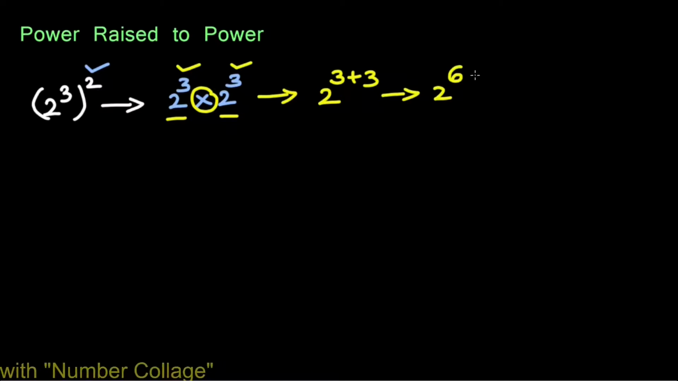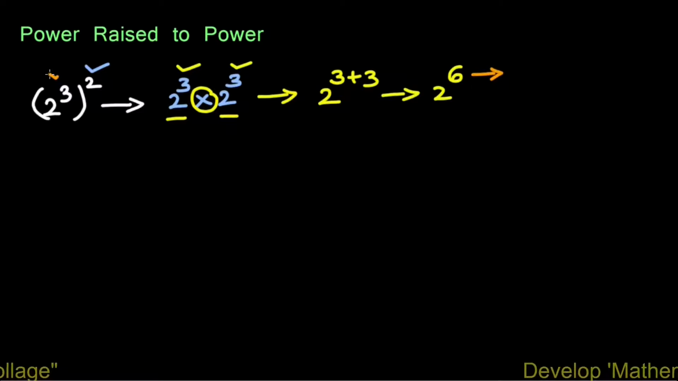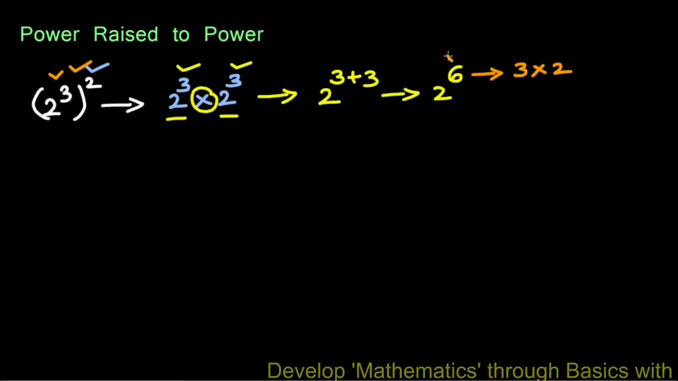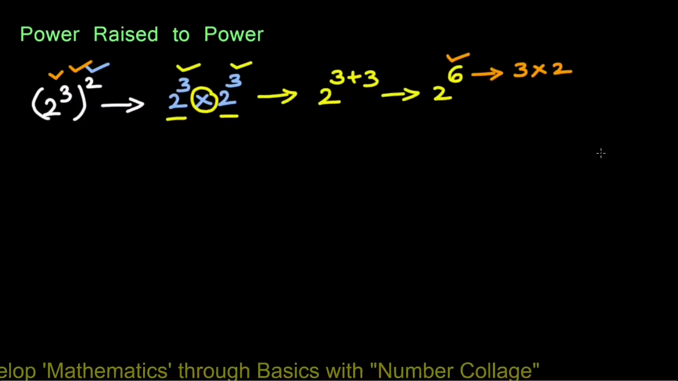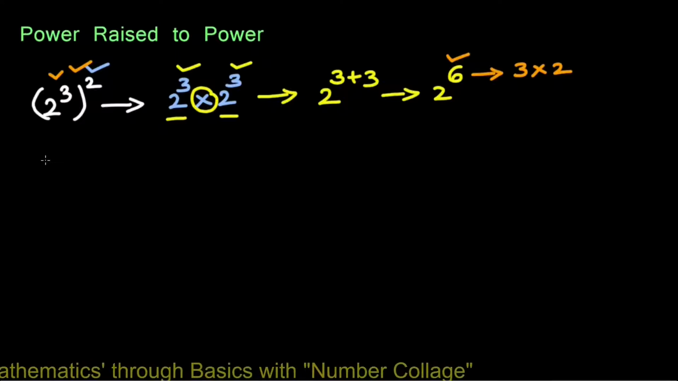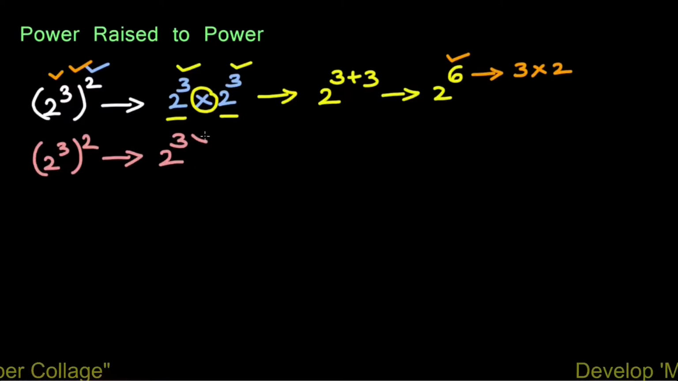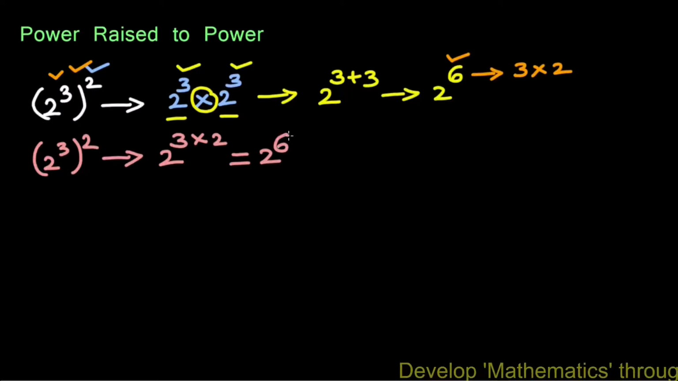But can you observe this 6 is obtained by multiplying this 3 by this 2. So it will be 3 multiplied by 2 equals this 6. So we can write this 2 cubed squared directly as 2 raised to 3 multiplied by 2. So that will be 2 raised to 6.